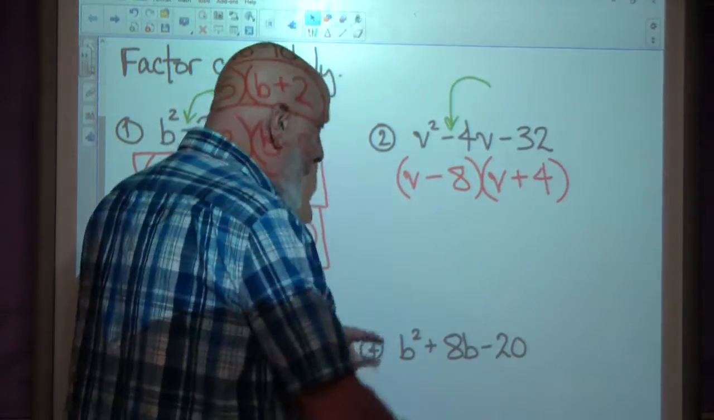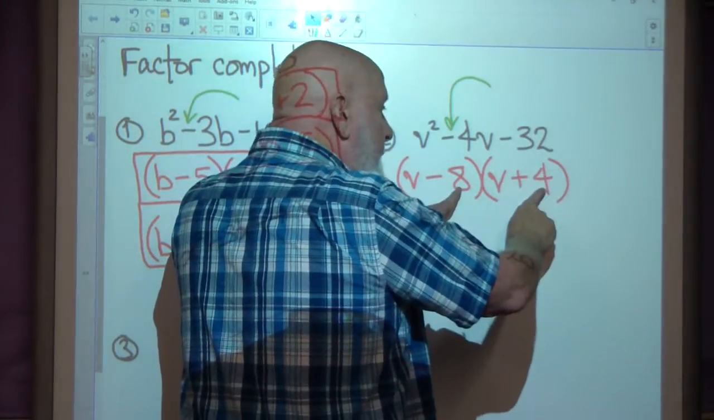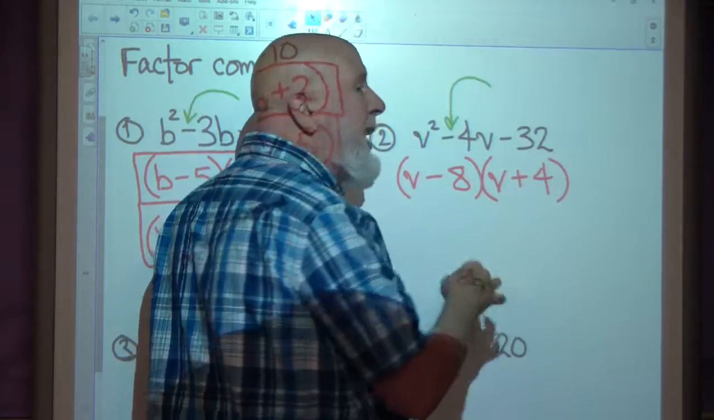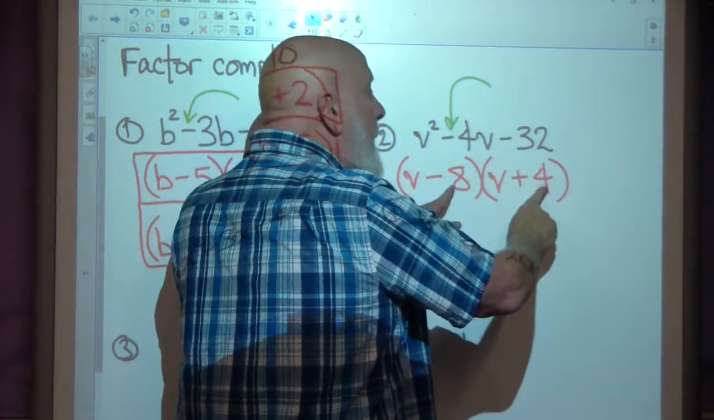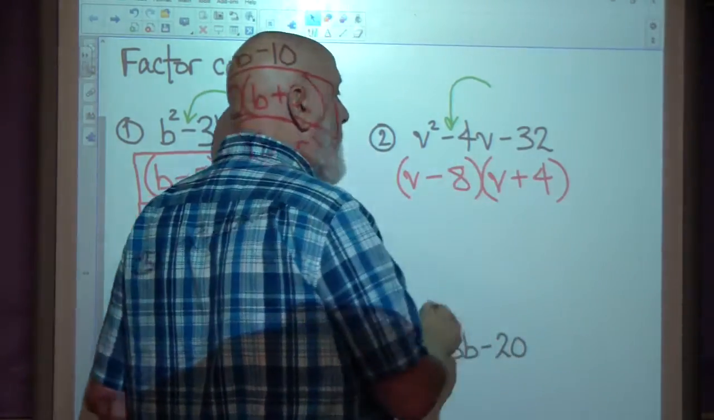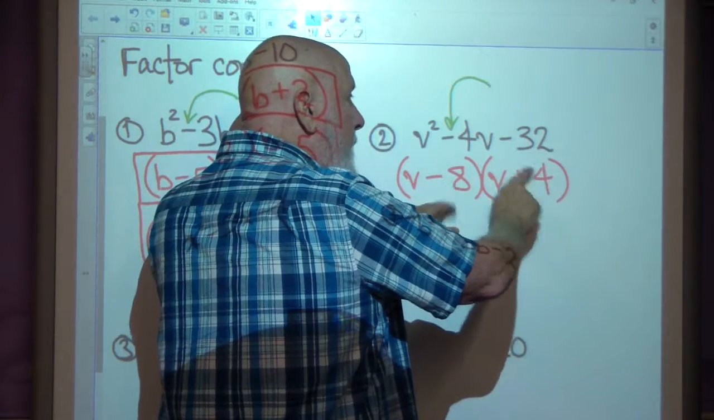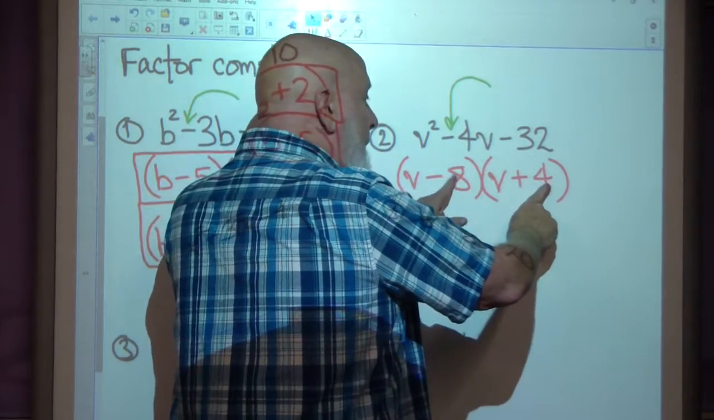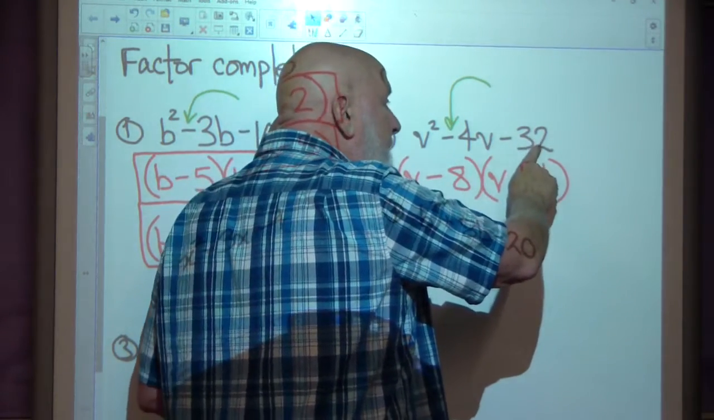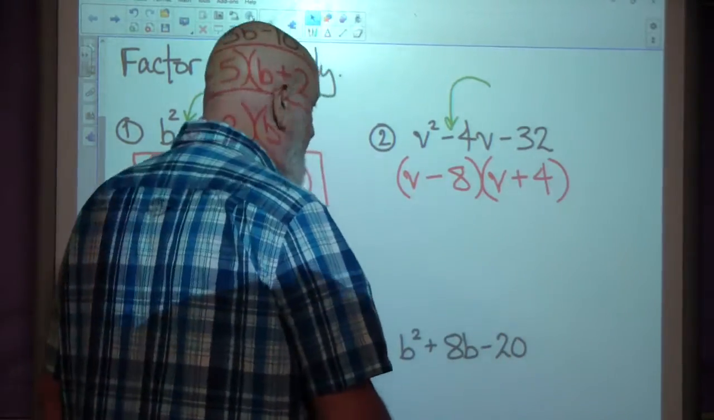Now I do a quick check. I ask myself, is -8 times +4 -32? Yes. Is -8 plus +4 -4? Yes. So if I add them together and get this number and multiply them and get this number, I know I've got it factored correctly.